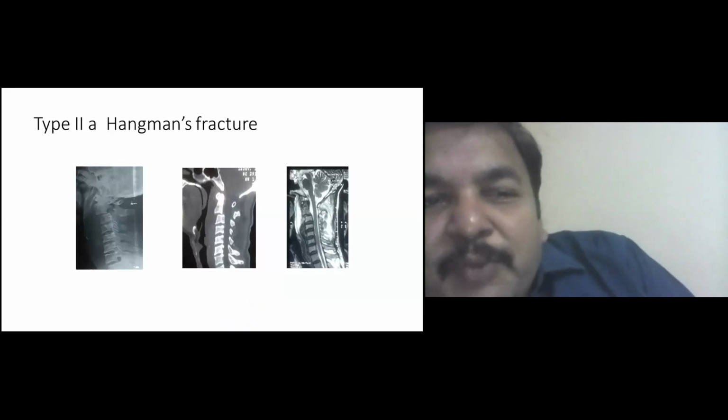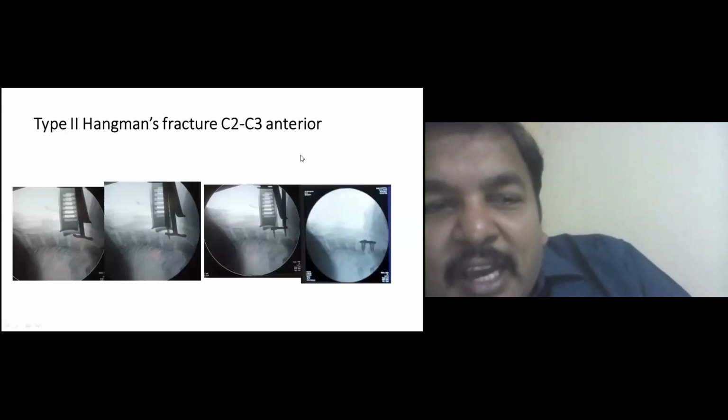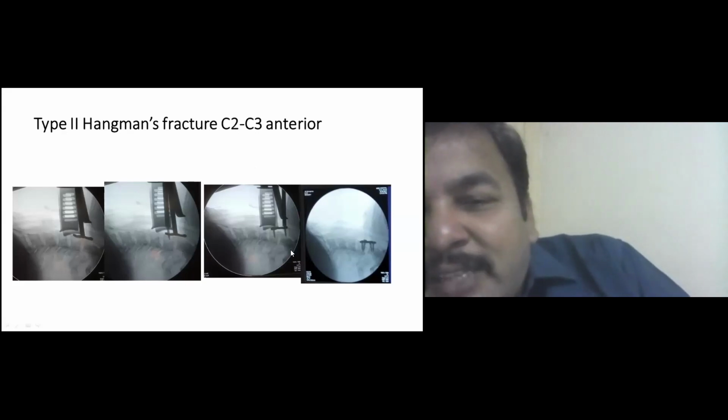So this is a typical case of a type 2A hangman fracture with a minimal subluxation, minimal angulation. There is definitely disc space injury and anterior longitudinal ligament tear. So this requires anterior fixation, C2-3 plating with the C2-3 discectomy and fusion. These are the steps. We put a plate in, put screws into C2 and C3, and put a graft in between the C2 and C3.